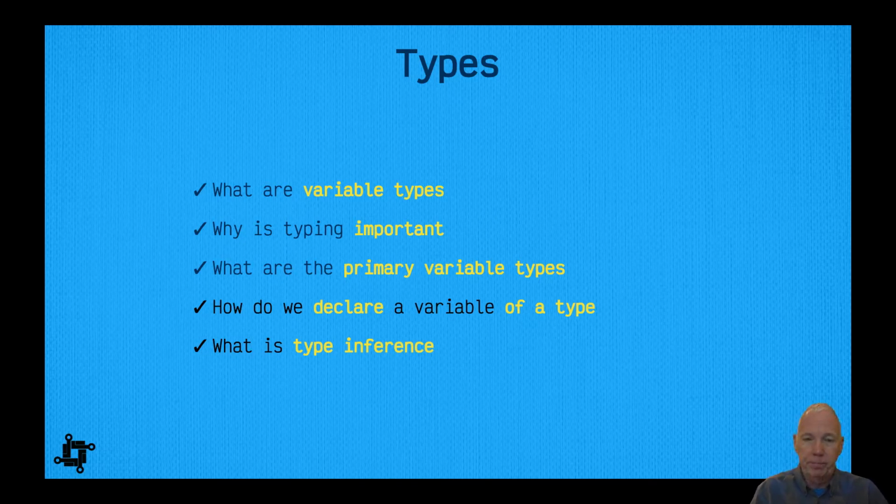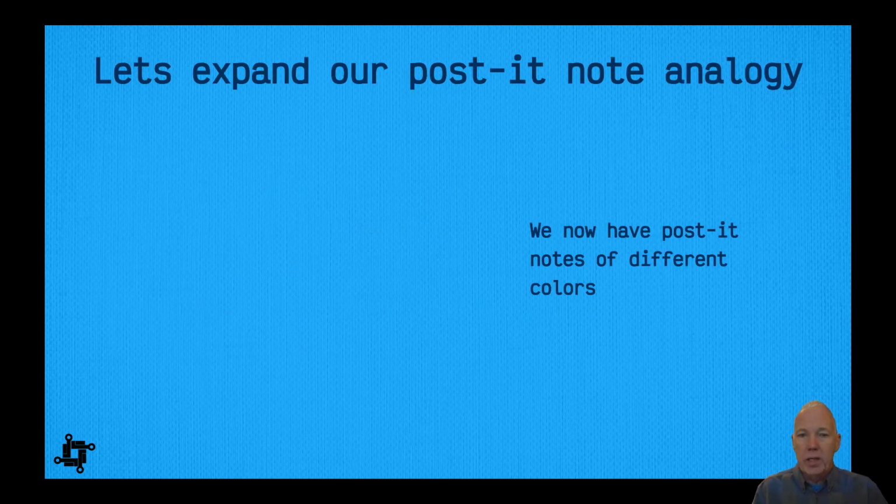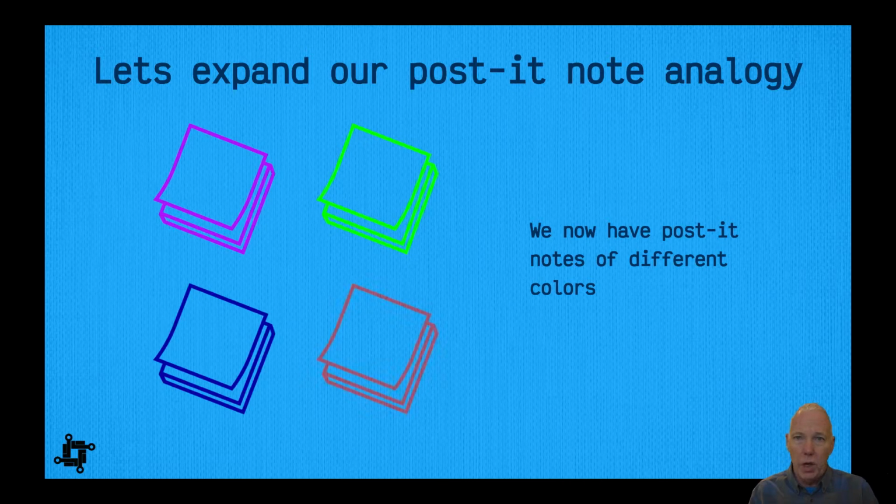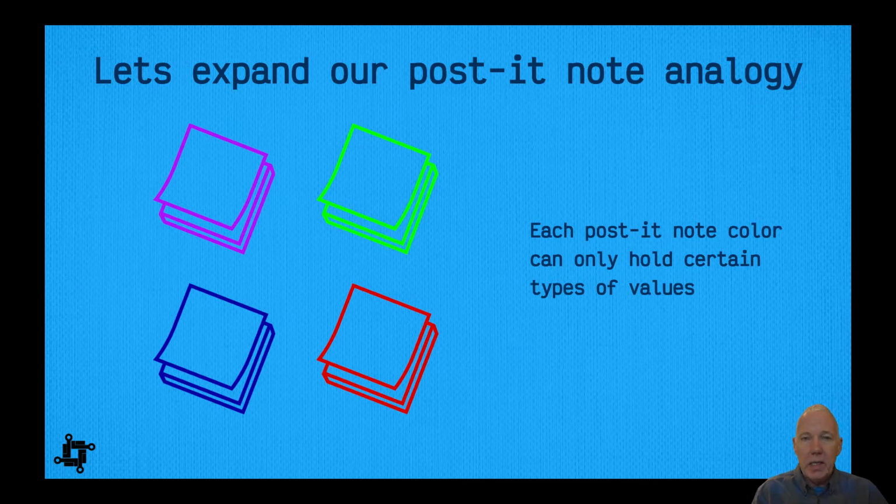So let's jump in. First of all, I want to expand our Post-it note analogy a little bit. We now have Post-it notes of different colors. Before, we just had one kind of Post-it note, which represented a variable or a constant to hold a value. Now we have Post-it notes of different colors, and each color in this analogy implies that it can hold a particular type of value. So we're looking at different types of values now and saying that only the purple value should go into the purple Post-it note and only the green should go to the green and so forth.